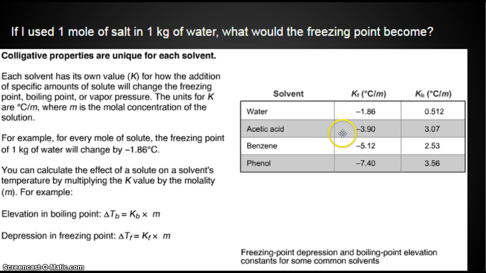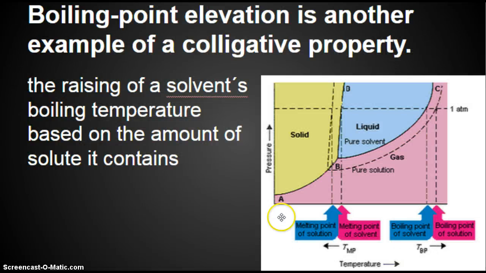Acetic acid drops by how much? Almost 4 degrees. Benzene drops by 5 degrees. Phenol drops by 7 degrees. If you add the same 1 molal of solute, it doesn't matter, they drop different amounts. Look at their boiling points. Now the boiling points increase. So when we go back to here, here's the original melting or freezing point, and that gets lowered. Here's our original boiling or condensing point, and that gets higher. So these are the originals, the inside ones. The outside ones are what it becomes because of the colligative properties.